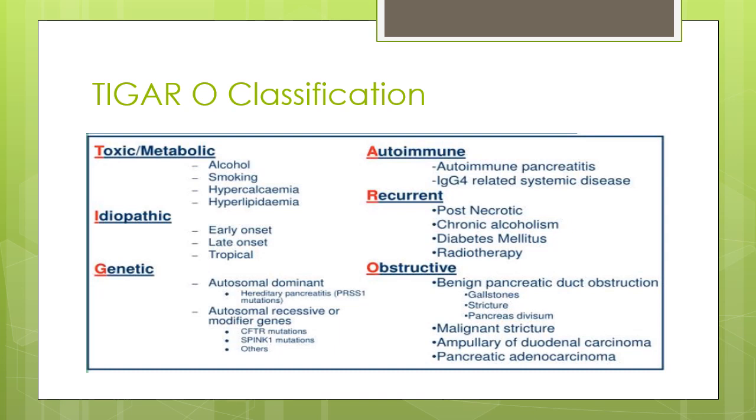This is the TIGAR-O classification, which classifies the causes of chronic pancreatitis as follows: whether it's toxic or metabolic, whether it's idiopathic, genetic, autoimmune, recurrent, or if it's obstructive in nature. So this is a very nice mnemonic.